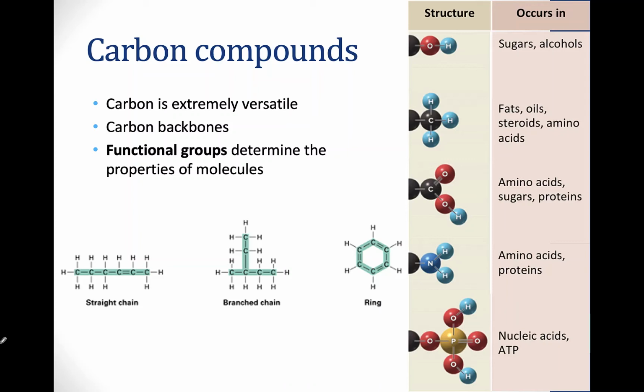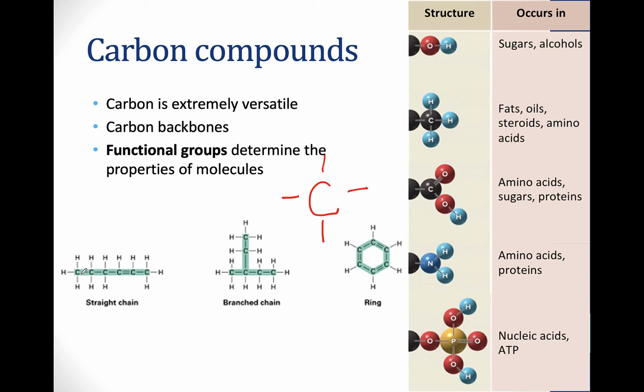So all of organic life is made up of carbon, and carbon is extremely versatile. Carbon is really cool. Carbon has 4 out of 8 valence electrons in its outer shell, which means that it has the potential to form 4 covalent bonds. That's the most covalent bonds that any element can form.